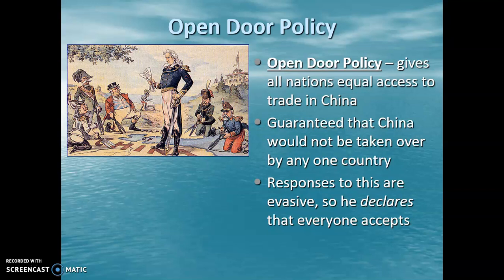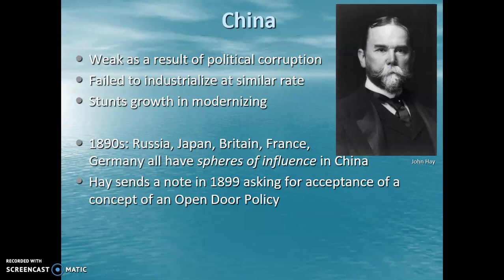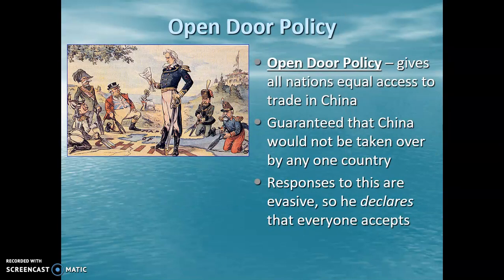So when you hear this concept of an open door policy in China, I want you to think of Secretary of State John Hay, this guy. I want you to think of him basically coming in here and saying, well, we're going to trade in China too. I hope that's okay with you. Anyway, here we are. We can all trade together.